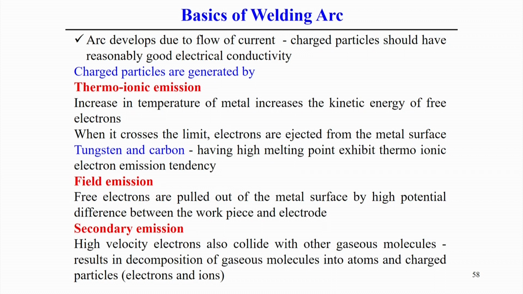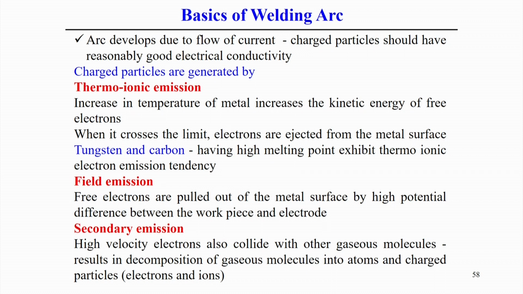Second, we can see the field emission. The free electrons are basically pulled out of the metal surface by a high potential difference between the workpiece and the electrode. So, if we apply a voltage difference between the workpiece and the electrode, the free electrons are pulled out from the tungsten or carbon electrode.